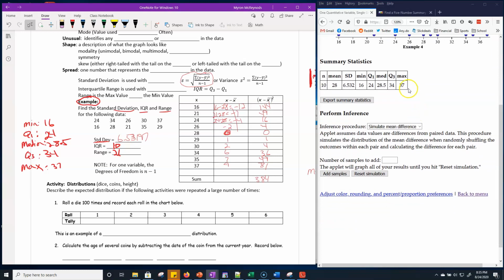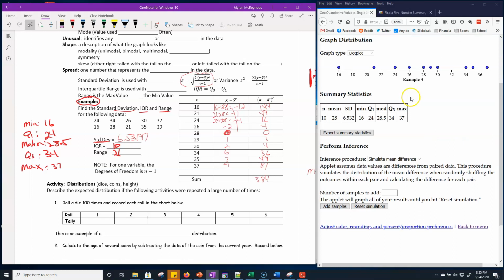So I did all of that just to make you see how they get these numbers. You will probably never calculate those again on your own. I just wanted you to see where they're coming from, so just conceptually you can see what they are and what they mean. All right, that is example number 4 in your notes.